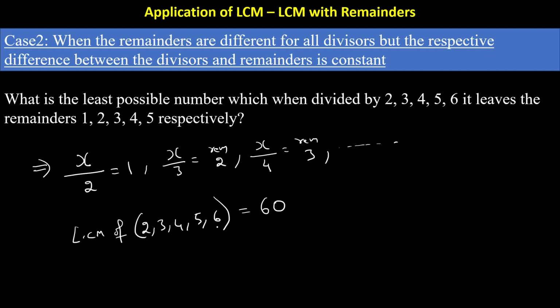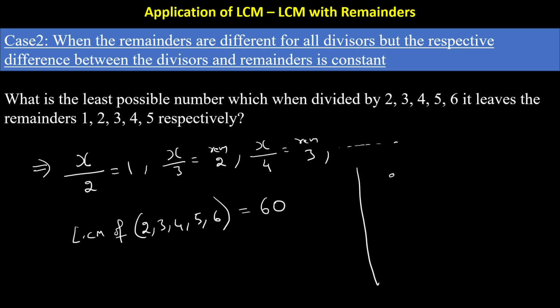But here the remainder is not the same. If the remainder were the same, I would have added the same number here so that I would get the same remainder for every divisor. But here the remainders are different. Now, for this concept, just see here: the remainders are different, but the respective difference between divisor and remainder is constant.